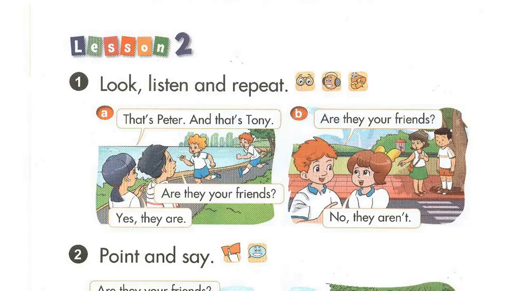Page 32. Lesson 2. Activity 1. Look, listen and repeat. A. That's Peter and that's Tony. Are they your friends? Yes, they are. B. Are they your friends? No, they aren't.